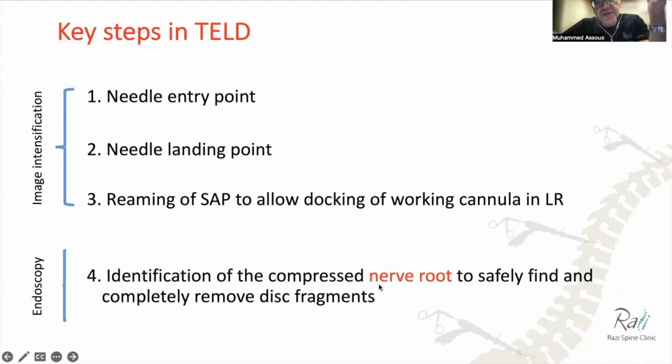You identify the nerve root, the compressed nerve root, to safely find and take out the disc fragment. And in our example today, we are talking about L5. So this is an L4, L5 hernia in the recess, compressing the traversing L5 nerve root. And this is the one that we need to focus on.